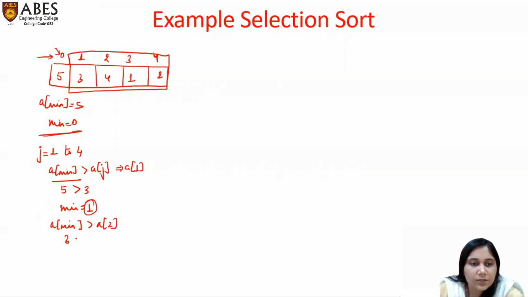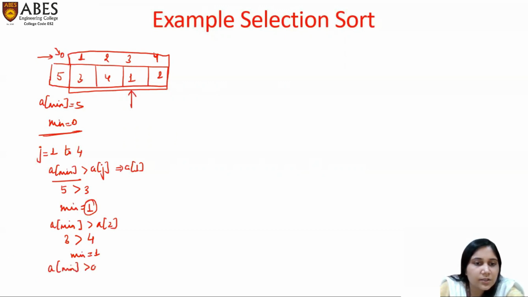So my a of min is 3. 3 is greater than a of 2. Now if you see, a of 2 is what? It is 4. So 3 is greater than 4, condition is false. So minimum will still be the 1. Again, I will move. Now my j value will become 3.